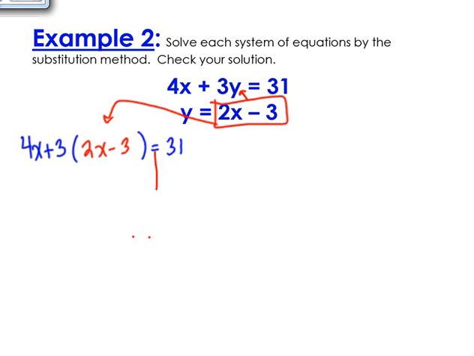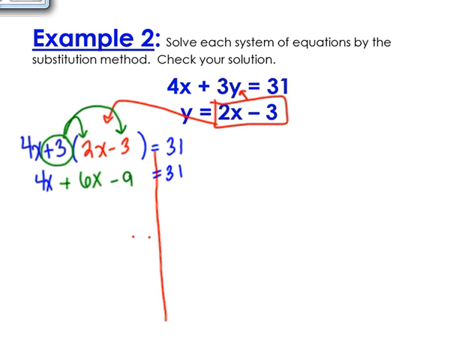And now I can just solve my equation. First step in solving equations is, can I distribute? And I can. I'm going to distribute 3 times 2x and get 6x, and it was positive 3 times negative 3, and get negative 9. Then bring down all the things I didn't use. I haven't touched 4x and I haven't touched 31. Next step is, can I combine like terms? And I can. That gives me 10x, bring down the minus 9.